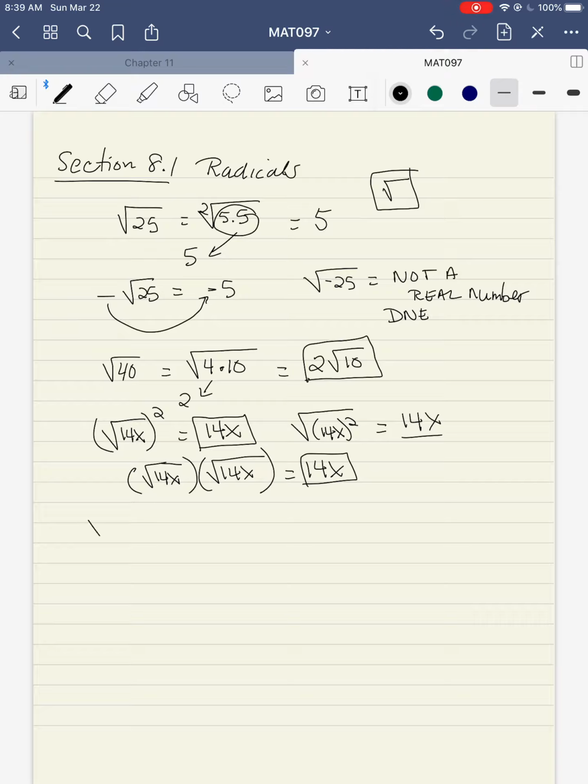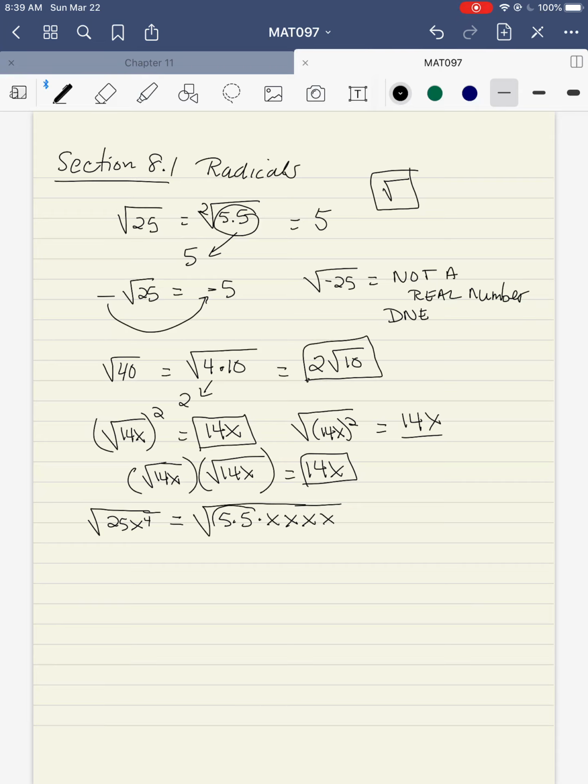Now let's look at variables. Let's go back to our root 25, but this time let's say I have x to the 4th. Now remember from what I said before, I'm looking for 2 of something to take 1 out. So 25 is 5 times 5, and 4 x's is x to the 4th.